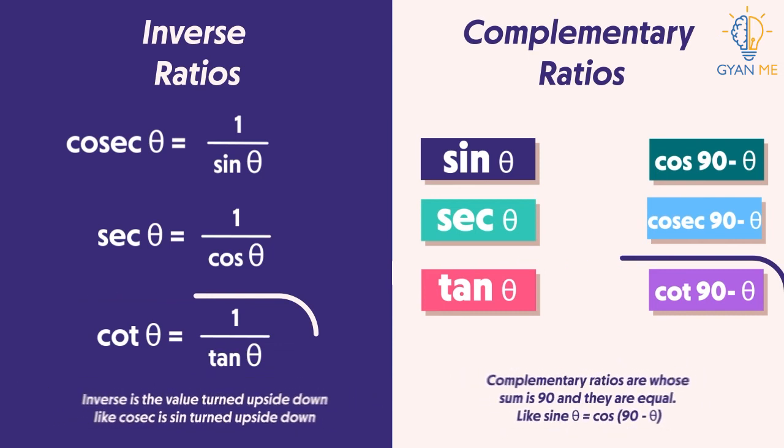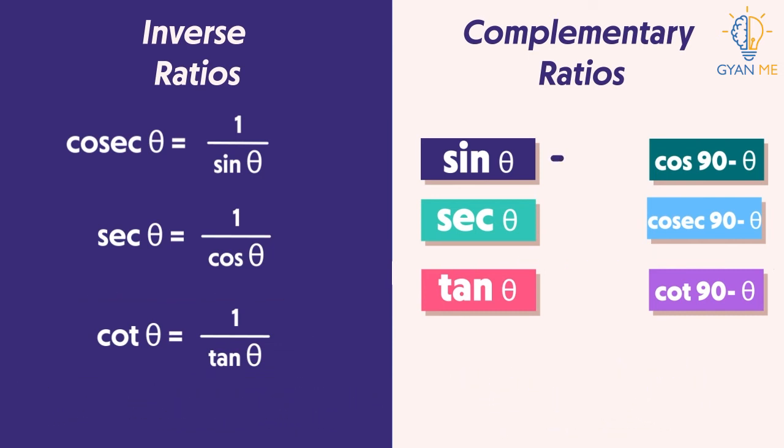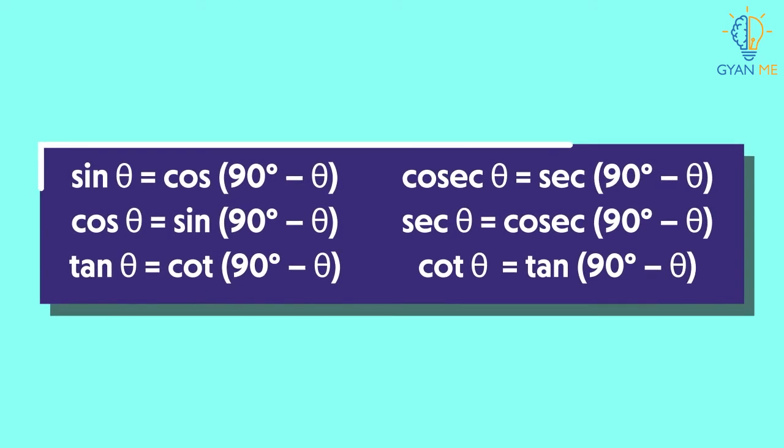So what we have seen is that sine has cosine as its complementary ratio, and that the value of sine of any angle is equal to the cosine of 90 minus that angle. That is the complementary angle. And similarly, we have these complementary pairs for all other ratios. So this is what we studied in this video. We will see you with some more interesting concepts in our coming videos.